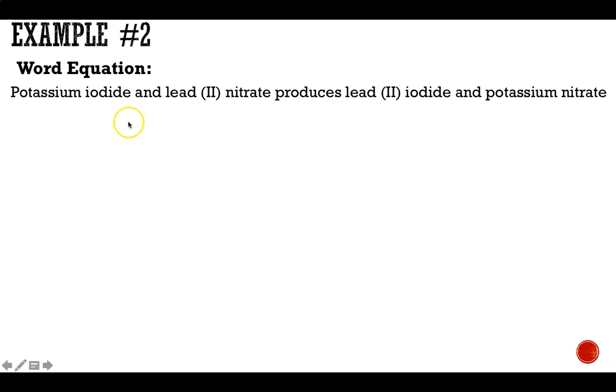Let's try another one. Okay, so we've got potassium iodide and lead(II) nitrate produces lead(II) iodide and potassium nitrate. So right away we can see that this one's going to be a little bit trickier. We've got a multivalent metal and we've got a polyatomic. So be careful, pause, remember those rules for naming or for coming up with the chemical equation, and we're going to go ahead and do our skeleton equation.